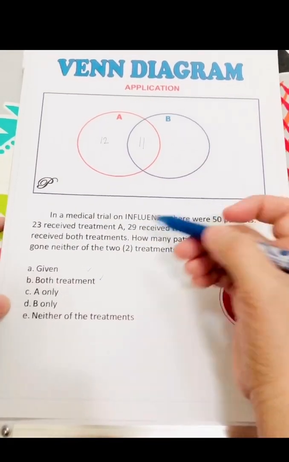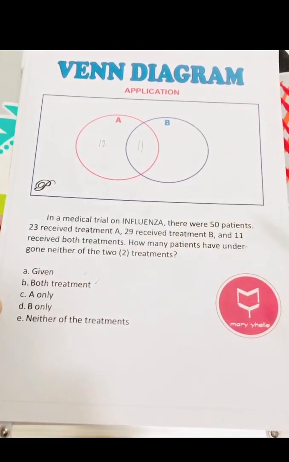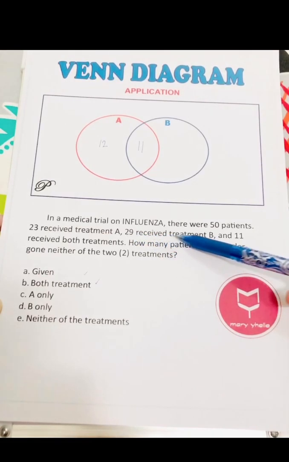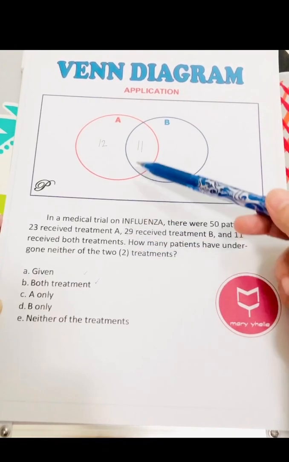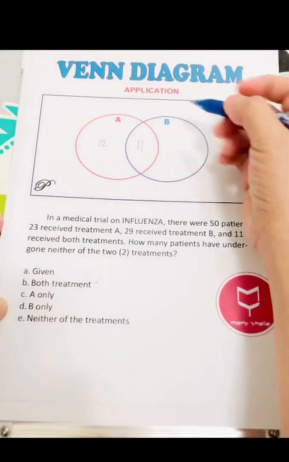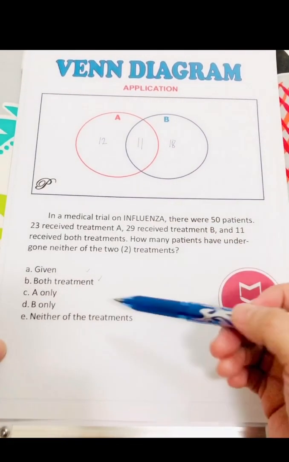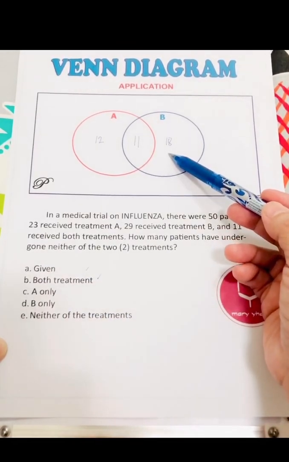Next, how about the B only? How will you know that? So again, we're going to do the same thing. We get the number of those patients who received treatment B, which is 29. And then again, subtract it with 11. So 29 minus 11, we have 18. So therefore, those who received the B-only treatment will be 18 patients.